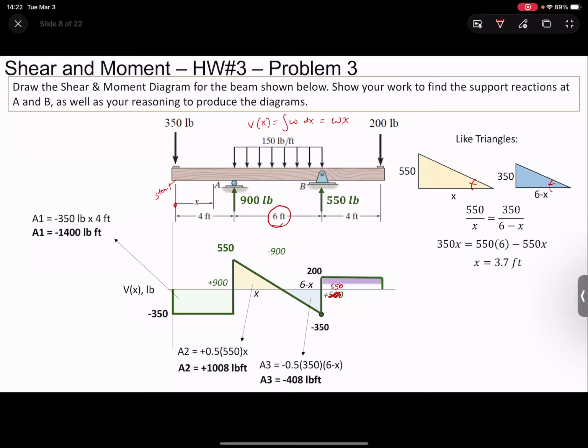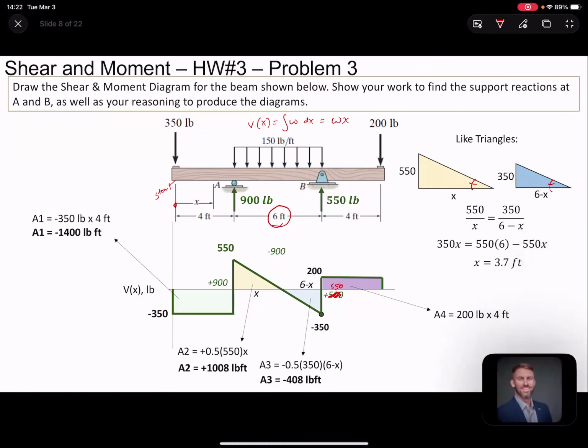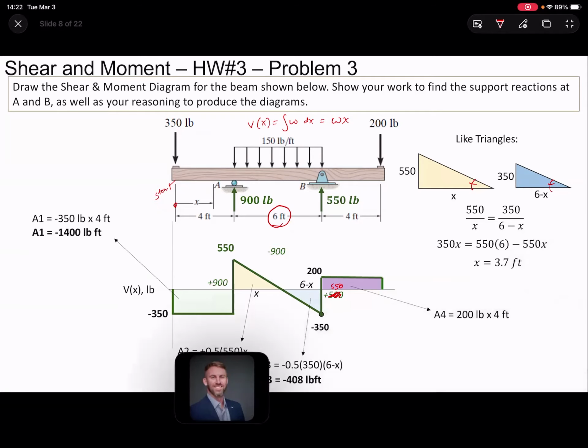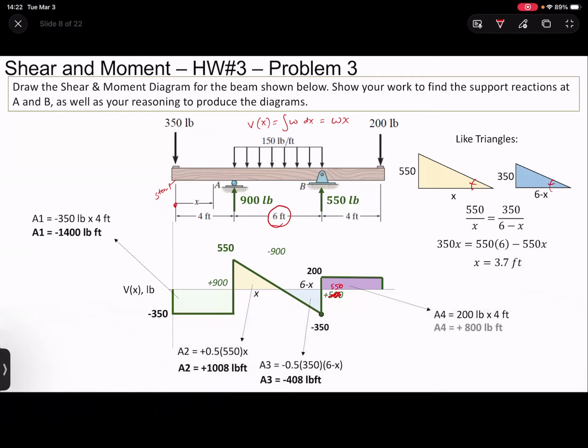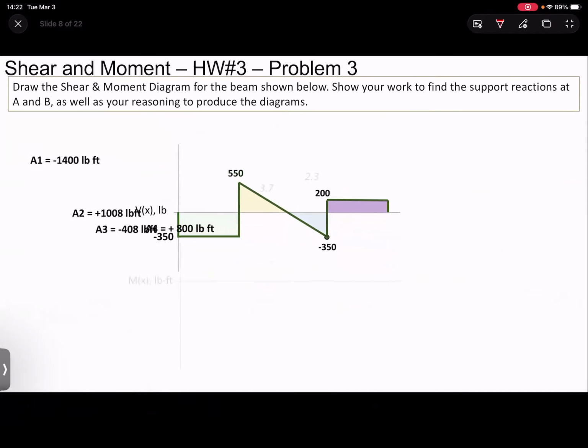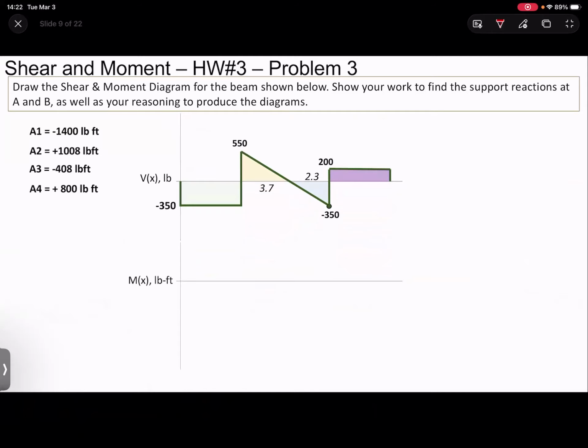And we're back with this simple rectangle, this positive one, which is 800 pound-feet. So we're still on the shear, but we're calculating the areas because these are used for our moment diagram. So we'll put these off to the side.